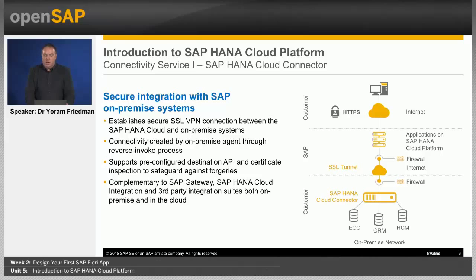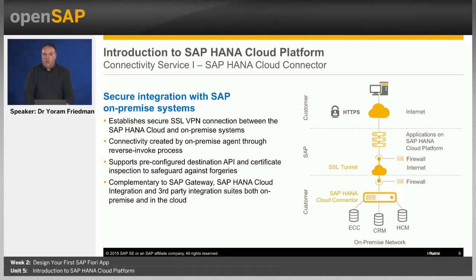The first thing that we need to understand is a connector called the SAP HANA Cloud Connector. That connector enables me to connect the HANA Cloud Platform to an on-premise SAP system. It creates a VPN connection between the HANA Cloud and an on-premise SAP system from which I want to consume the data. The focus of this connector is on security because I need to install something on my on-premise system, and the connection is triggered not from the cloud, but from the on-premise system.